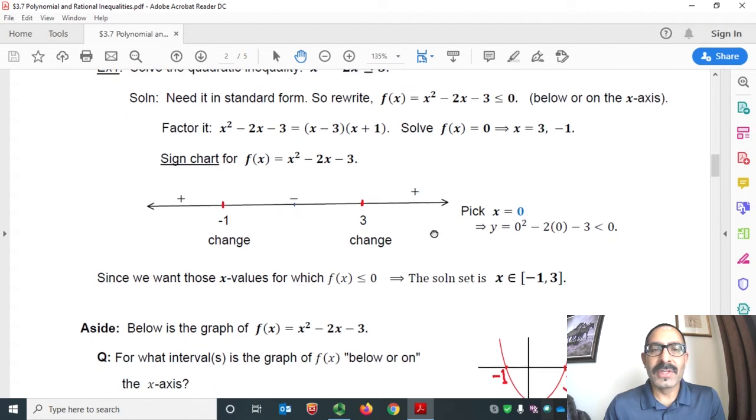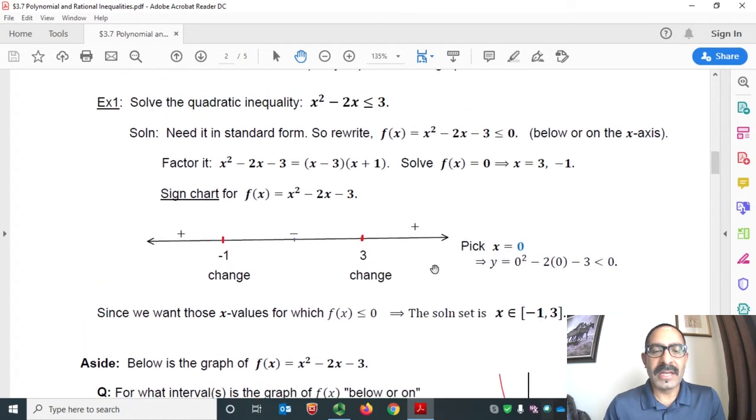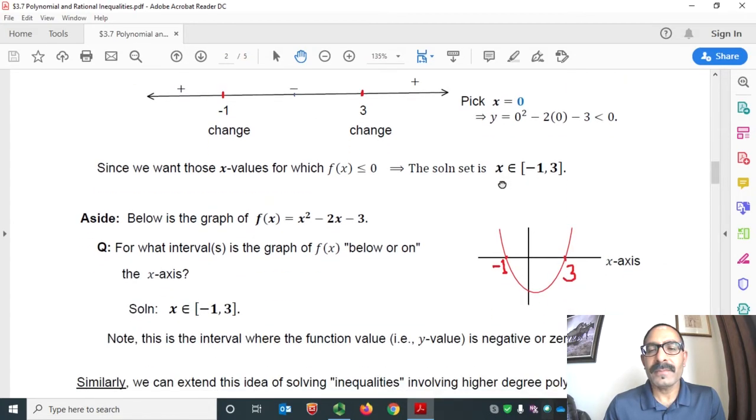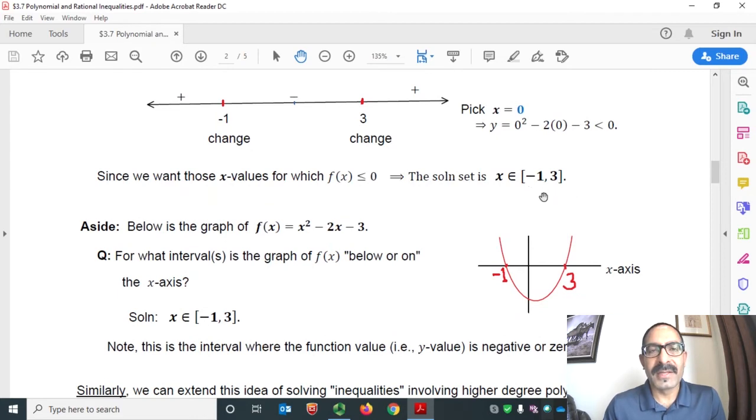Great. Since we want those x values for which f(x) is less than or equal to 0, that means we are looking for the y values which lie below or on the x-axis. So the solution set is x belongs to [-1, 3]. It's a closed bracket here. Awesome. I hope this computation makes sense to you all.